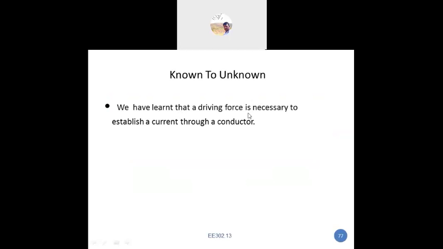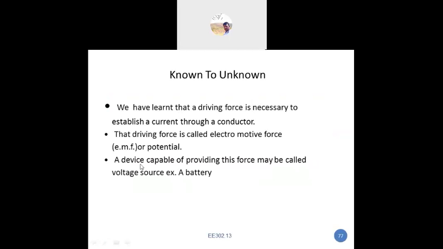We have learned about the driving force which establishes current. If a conductor is there, we need some force to move the electrons in the conductor. That driving force is called the electromotive force, that is, the EMF or potential. A device capable of providing this force is called a voltage source. Whatever force tries to move the electrons in the conductor, we call the voltage source.